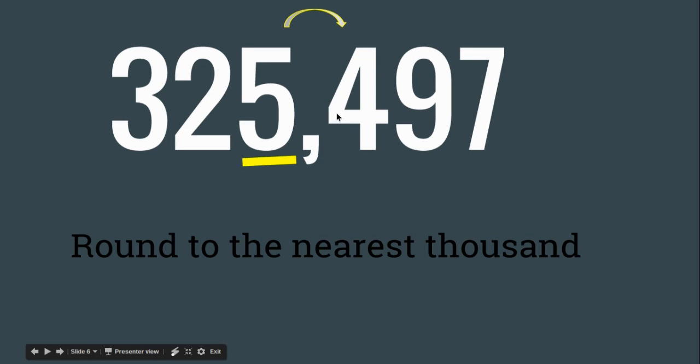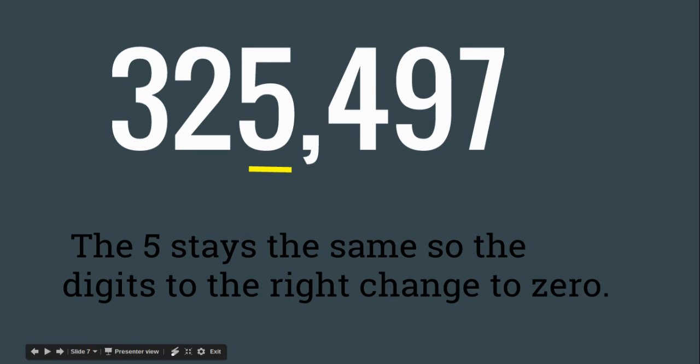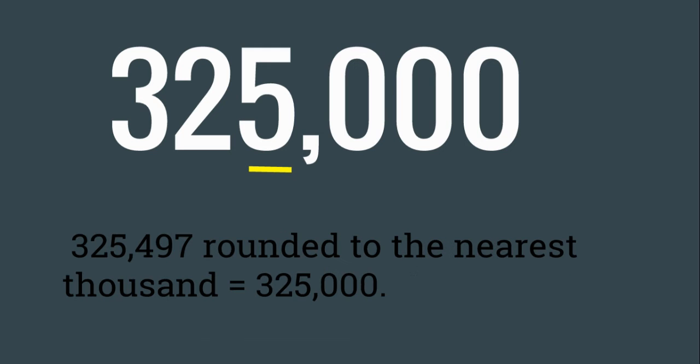If you remember back to our rules, if you have 0 to 4, we're going to stay the same. And if it's a 5 to 9, the 5 is going to go up to a 6. The 5 stays the same, so the digits to the right are all going to change to zeros. So 325,497 rounded to the nearest thousand equals 325,000.